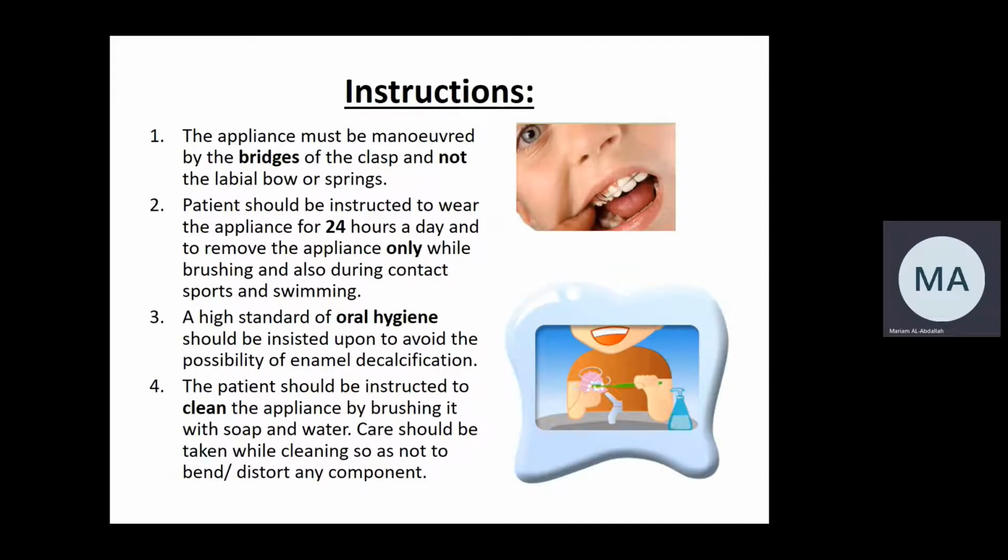So the instruction is that the appliance is not maneuvered through the labial bows or springs. If you want to take it out, it's important to go to the posterior bridges, Adams clasp, for example, something rigid, okay? Because labial bow springs will be disturbed if the patient starts to remove the appliance using them.